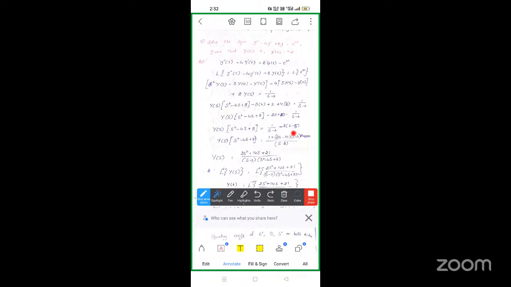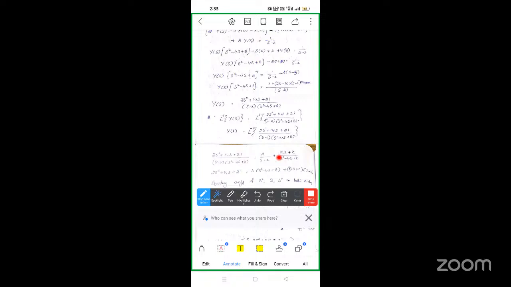Next, take the LCM: s minus 2 is LCM 1 plus 2s minus 10 into s minus 2. So total Y of s, after multiplication and adding terms, is 2s square plus 14s plus 21 divided by s minus 2 into s square minus 4s plus 8.